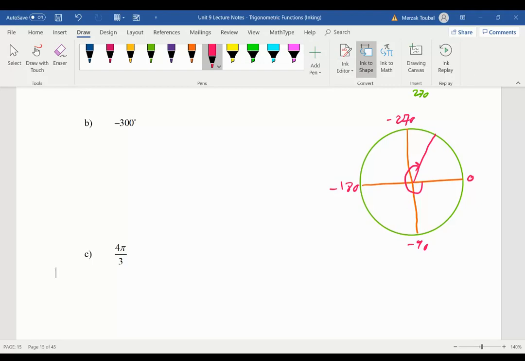Now, how do I find the reference angle? The reference angle is this angle over here. Let's call it theta prime. This is negative 300. So obviously, oh, what is that?